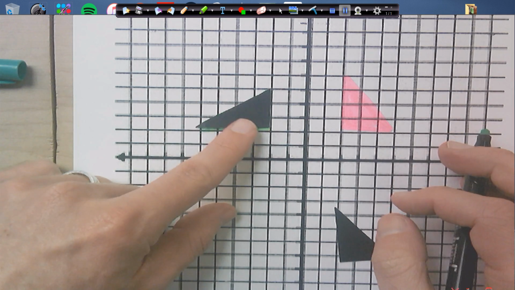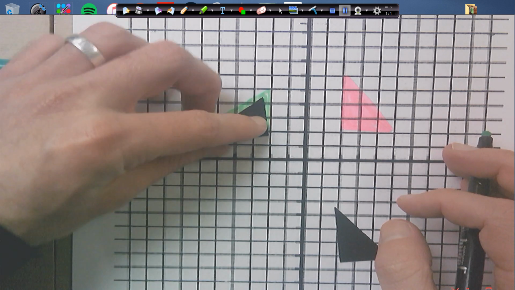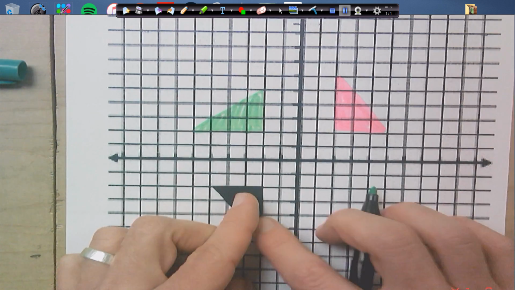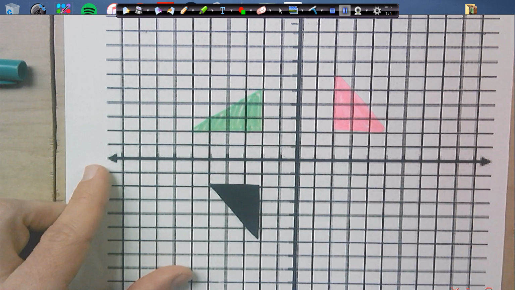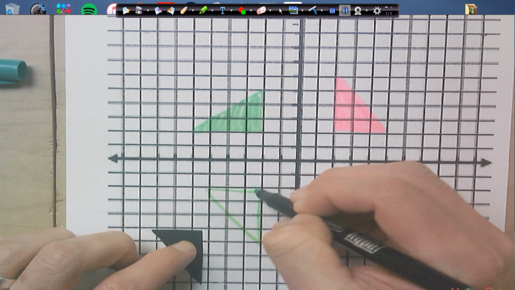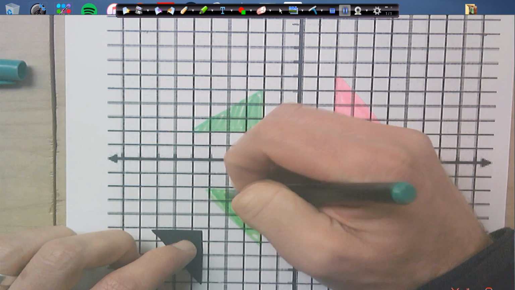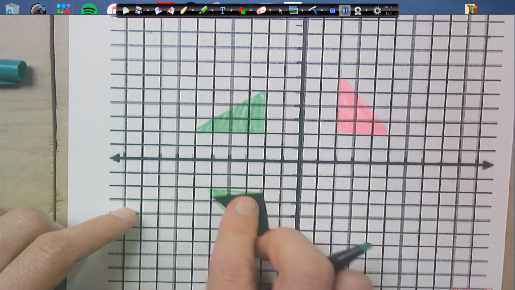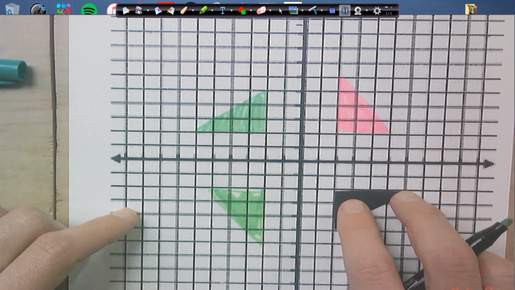And then if we want 180, we do the same thing and rotate it down here. And we get 180 degrees. And then we can rotate that again 90 degrees, and this would be our 270.